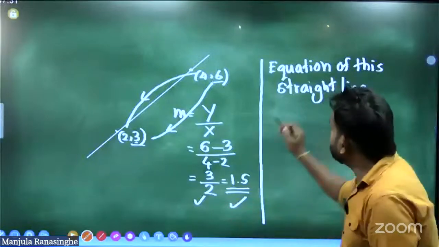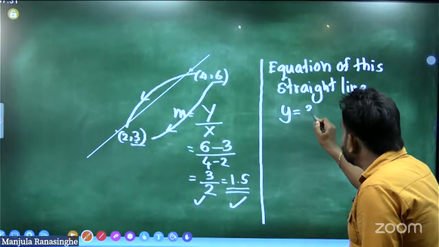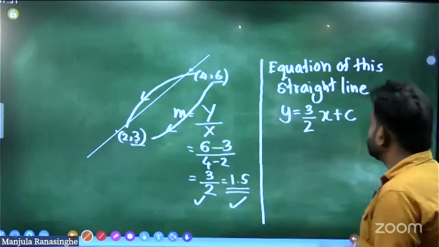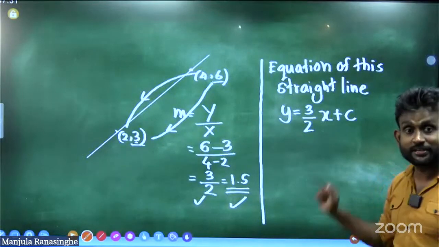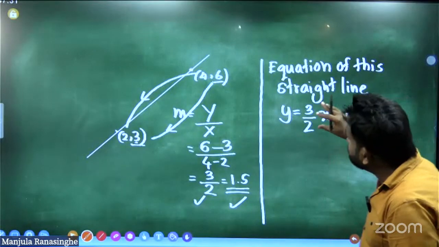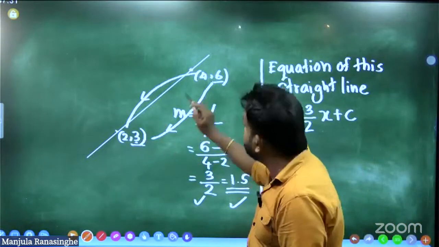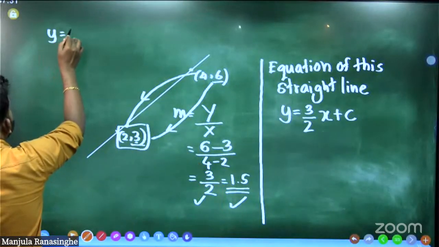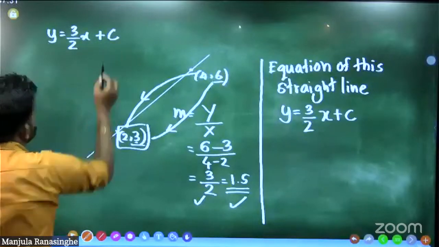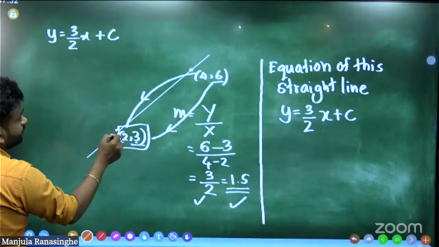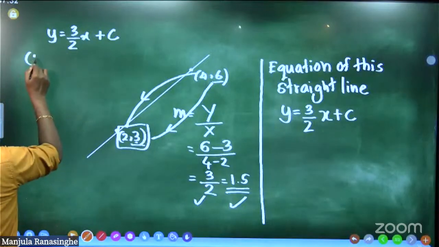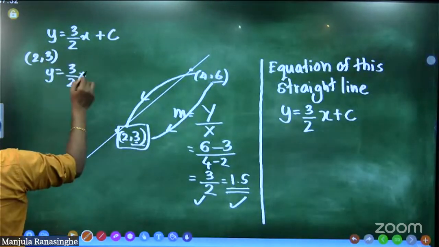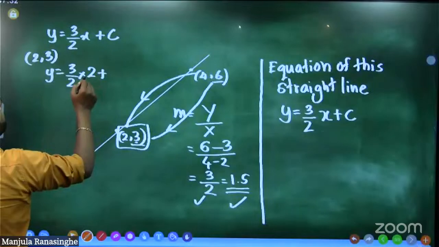Then how to do it? We write the equation y equals 3 upon 2, that is the gradient m, x plus c. So that is our equation, but that is not completed. c has to be found. Then we use that this straight line passes through 2, 3 and 4, 6. Just substitute x as 2 and y as 3, because the point satisfies this equation. Then y equals 3 upon 2 into x, x is 2, plus c.